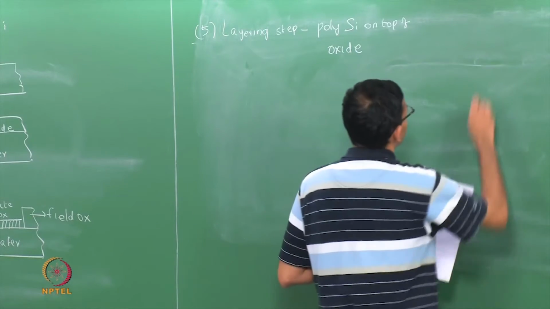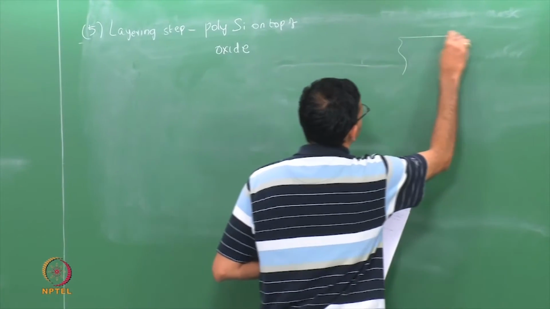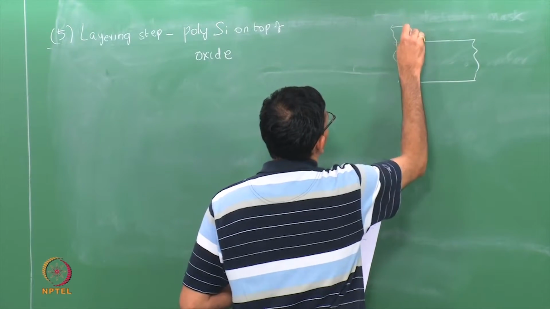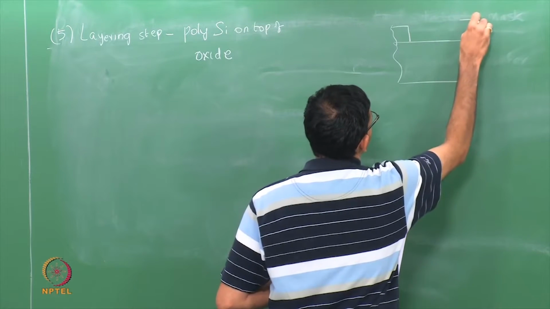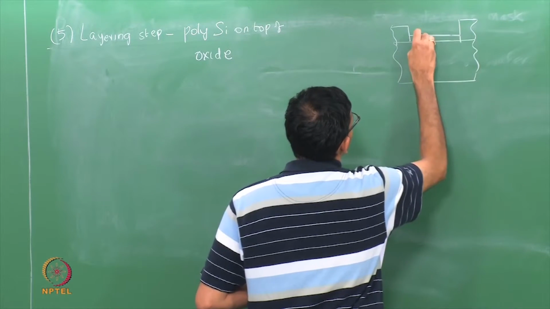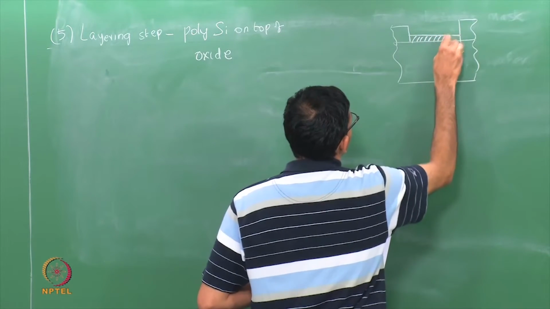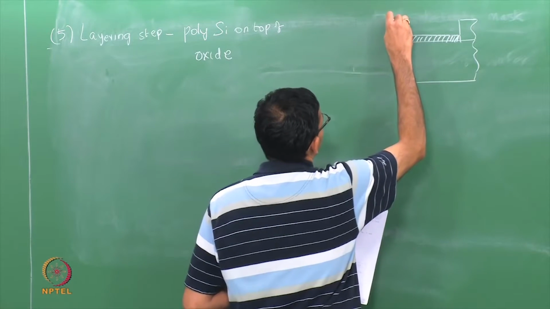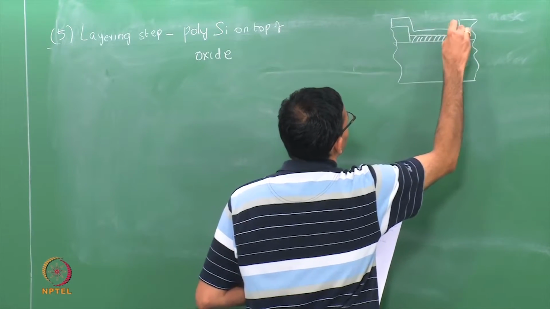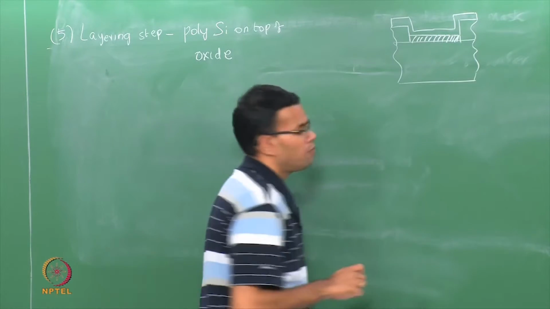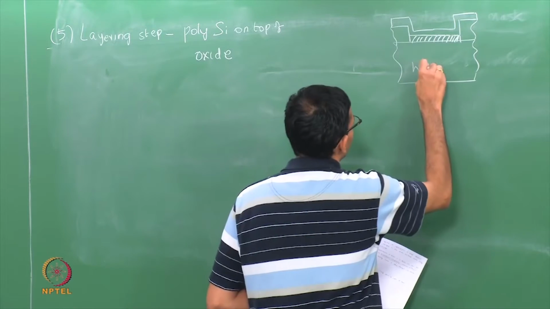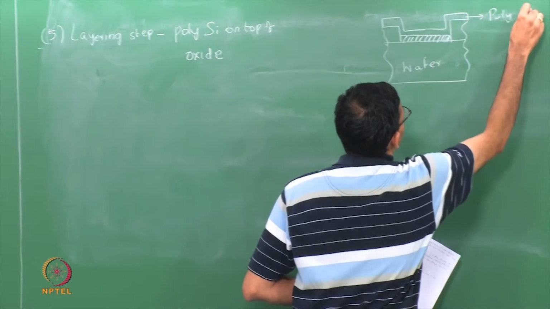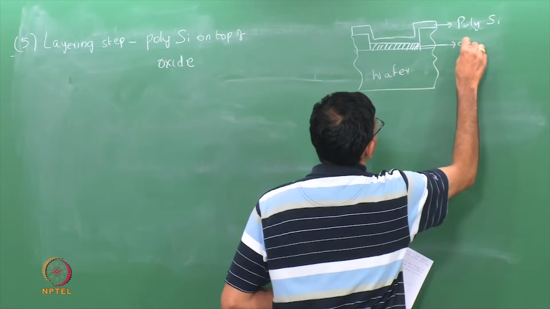So, if you look at the diagram, once again I have my wafer, I have my field oxide layer, I have my gate oxide, and then I am growing a layer of polysilicon on top. So, it is my wafer, this is polysilicon, this is gate ox.